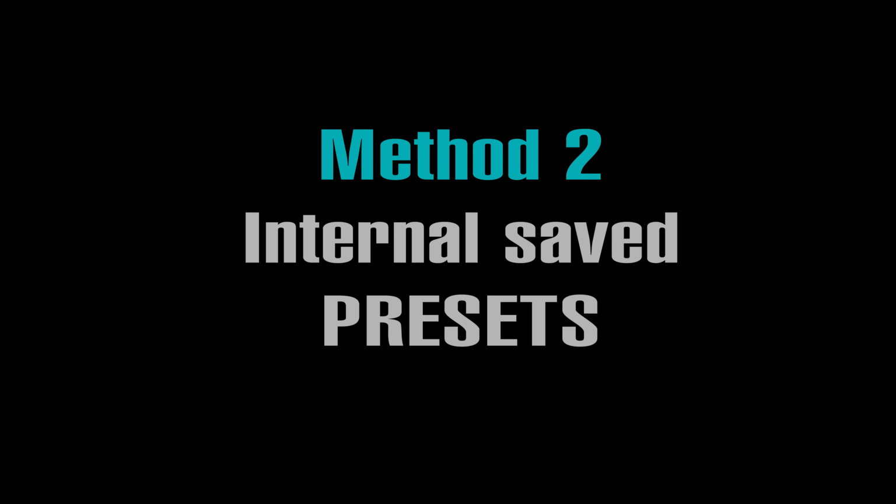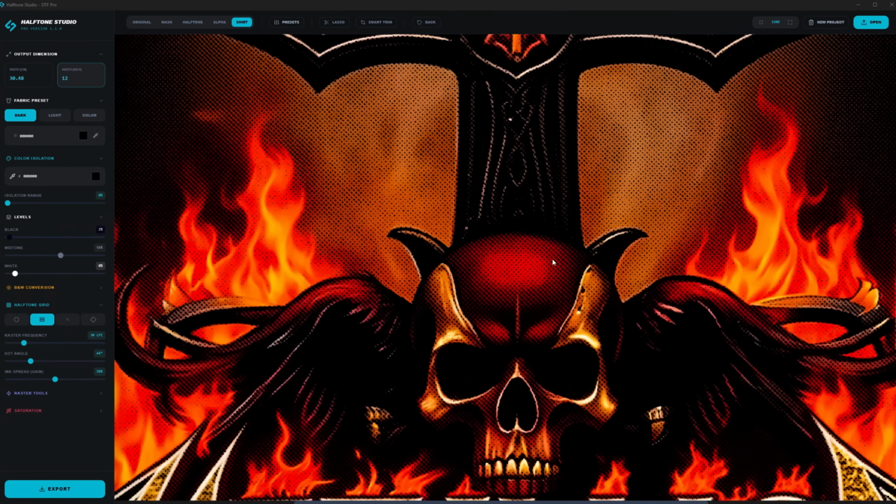But there's also a second method, and in some cases it can be even faster. Sometimes you create a design style that you know you'll reuse in future projects. For example, black garment prints, specific raster resolutions, and designs dominated by certain colors. In this example, red tones dominate the artwork, so let's save it as a reusable preset.